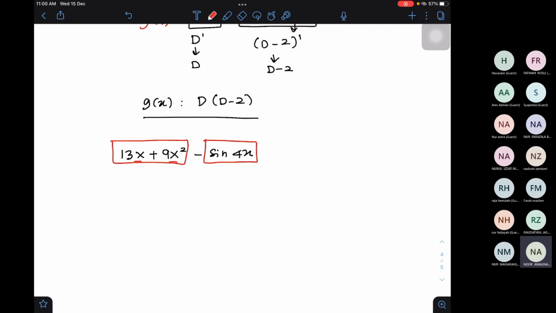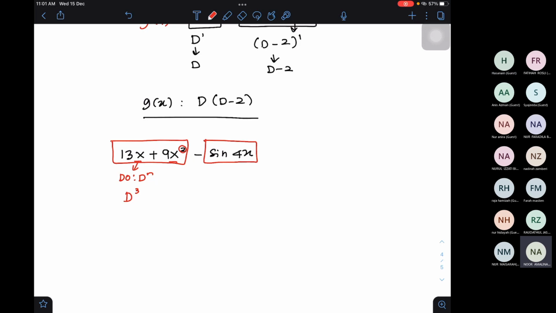Okay, so polinomial tak ada masalah. Kita tahu differential operator untuk polinomial adalah d to the power of n. Awak cuma perlu tengok yang kuasa paling tinggi. So dekat sini ada kuasa 1, ada kuasa 2. So ambil kuasa yang paling tinggi tambah 1. So dia punya differential operator will be d kuasa 3. Settle untuk yang pertama. Boleh ke yang untuk yang ini? Untuk yang pertama?